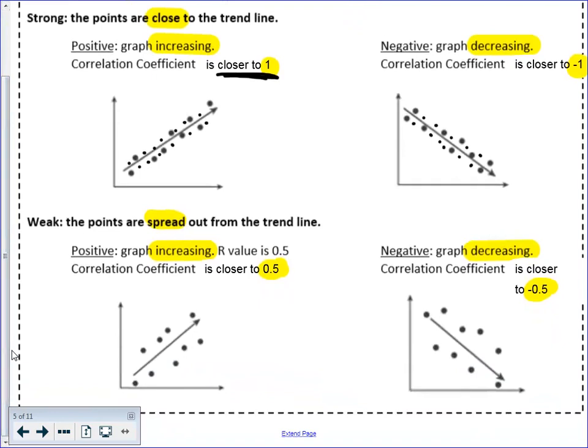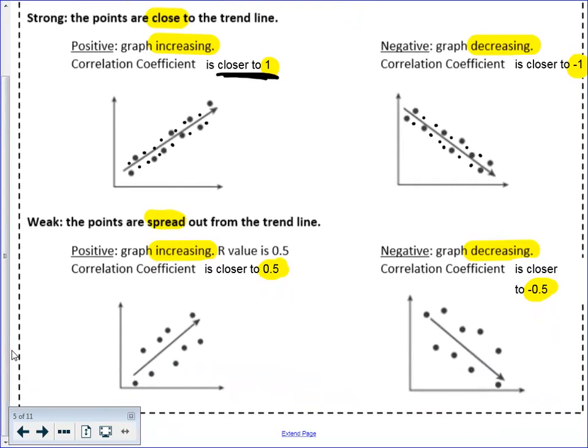If on the other hand, we are weak, okay? Weak is where the dots are not close together. They are very spread apart, okay? They have correlation. They're all going in the same direction, but they're all very spread apart. If I'm positive, that means I'm increasing, but this time my correlation coefficient is closer to 0.5. On the negative end, though, if our graph is decreasing, our correlation coefficient is going to be close to -0.5.